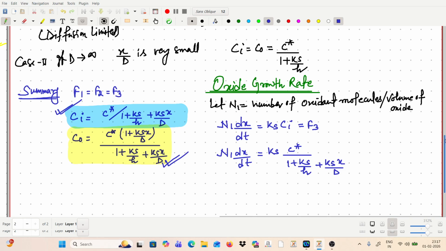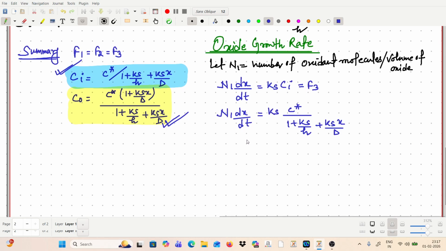Now we have to go for the calculation of this. So one can write 1 plus Ks by H plus Ks x by d.